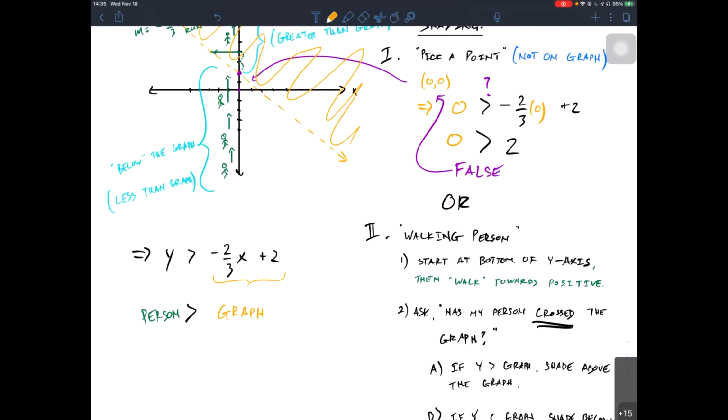So is any of the two better? Probably not. But I would say you want to keep in mind both methods because you'll find out that method one is easy because it's mechanical. You pick a point, you calculate, you choose true or false, and then you shade. But with this quote-unquote walking person method, you just have to look at the graph and you can already tell whether you're shading above or below. And it's because of the inequality.